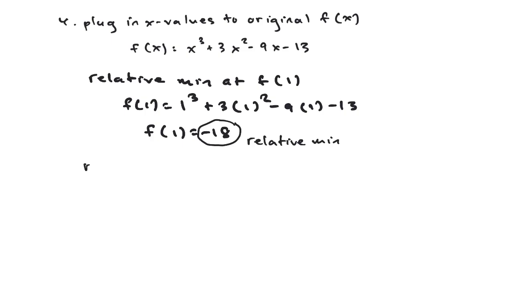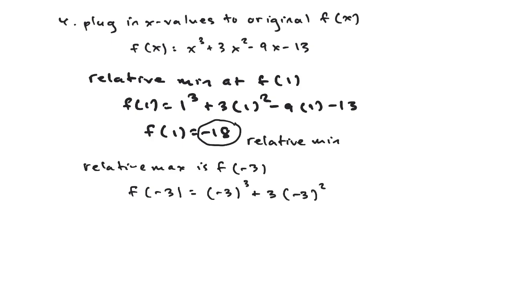All right, so then the relative max, we said, is at f of negative 3, x equals negative 3. So I plug negative 3 into the original f of x, and I get minus 3 cubed plus 3 times minus 3 squared minus 9 times minus 3 minus 13. And this is going to end up giving me 14. And so y equals 14, or just 14, is the relative max.